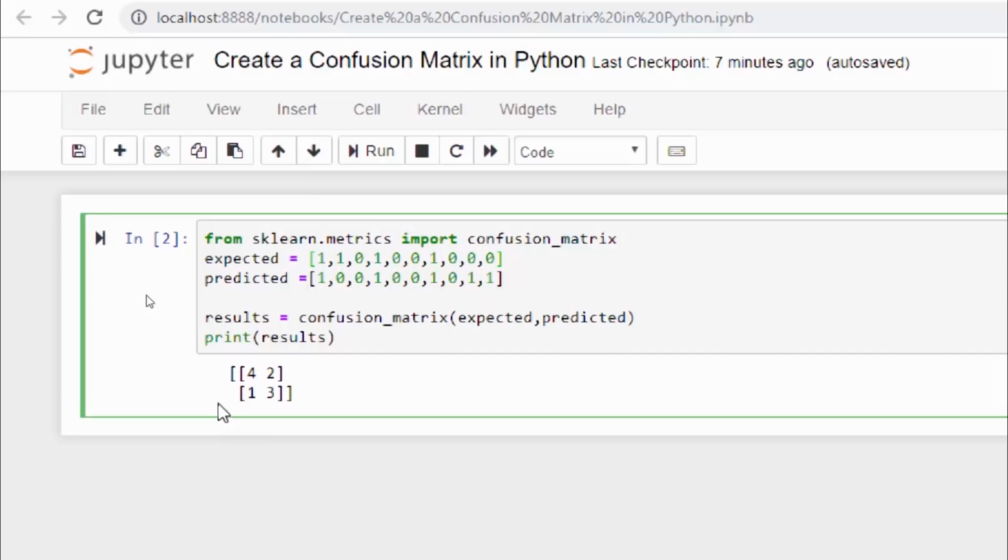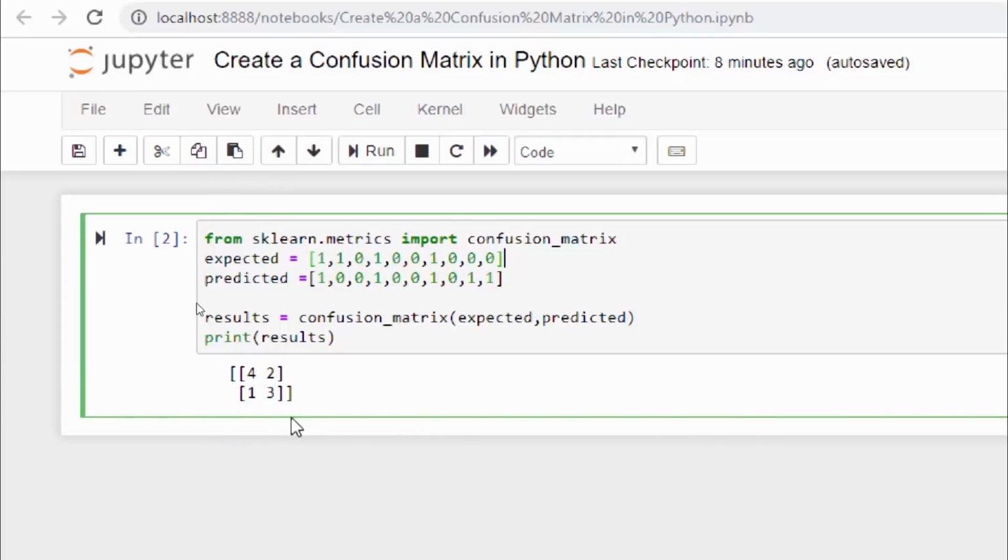Okay. Next is 1 predicted as 0. So 1 predicted as 0 is just once here. And next is 1 predicted as 1, that is 3 times: 1 predicted as 1, 1, 2 and 3. So this is a confusion matrix.